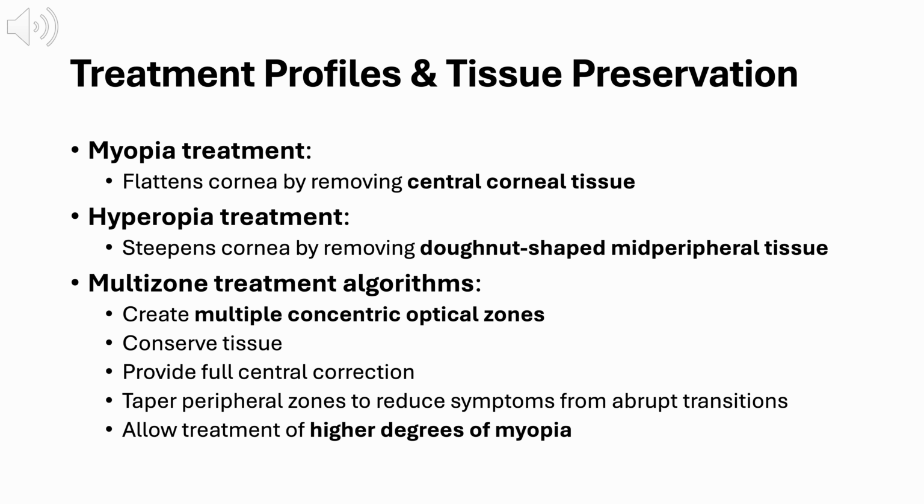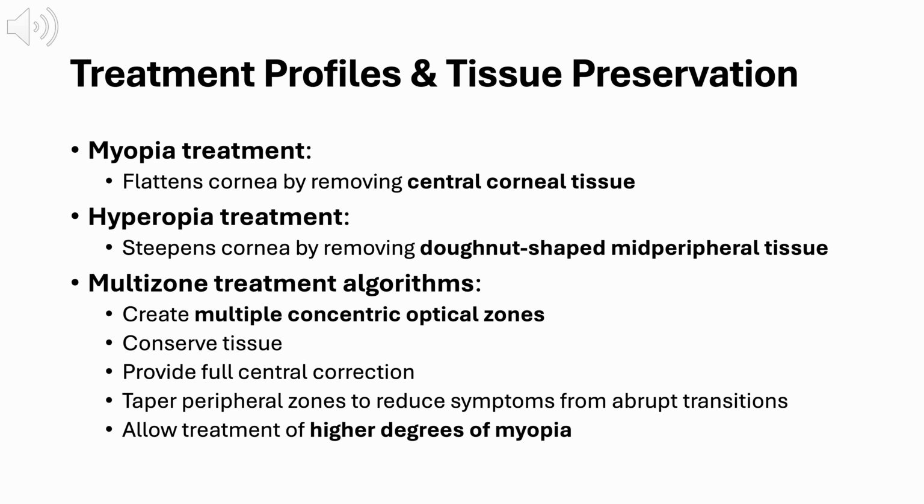This slide focuses on how different ablation profiles shape the cornea while preserving tissue. In myopia treatment, the goal is to flatten the cornea, and that's achieved by selectively removing central corneal tissue. Removing tissue centrally reduces the cornea's refractive power. In contrast, hyperopia treatment works in the opposite way. The cornea is steepened by removing tissue in a donut-shaped mid-peripheral pattern, which allows the central cornea to steepen secondarily.